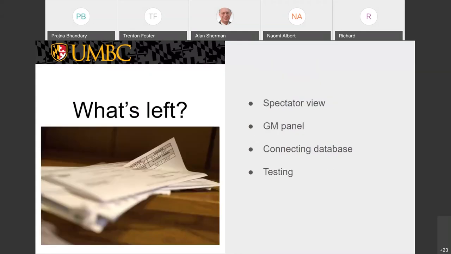The things that are left to finish are finalizing the spectator view, which will give you access to all of the messages sent and received; the GM panel that we talked about, which will control the game view, the game flow, and everything in between; and the connecting database. Right now, the functions that are working are not tied to the database yet, like the dropdown sends and all those. And once those are all finished, we can begin testing with a live audience, who will catch things that we couldn't catch, and they will be able to provide us feedback on what they actually think about the game.